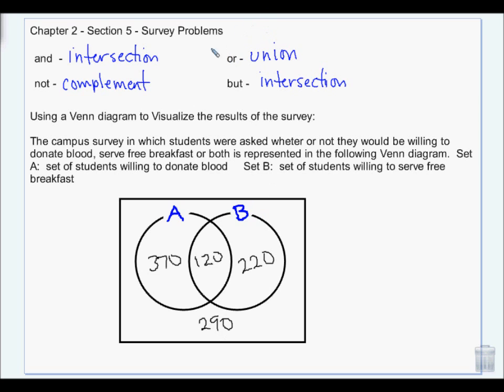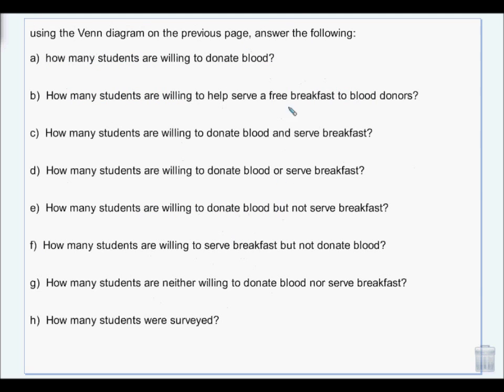So we're going to use this information to answer these questions. Okay, how many students are willing to donate blood? Well, the A is the people willing to donate blood, so you have 370 and 120, because you've got those two regions in A. So that's 490 people willing to donate blood. How many students are willing to serve a free breakfast to blood donors? You've got the 220 that are willing to serve the breakfast plus the 120 that are willing to do both. So that gives you 340 people.